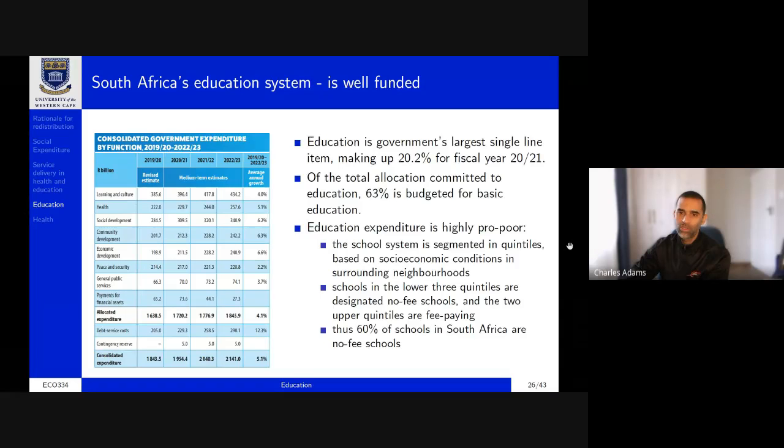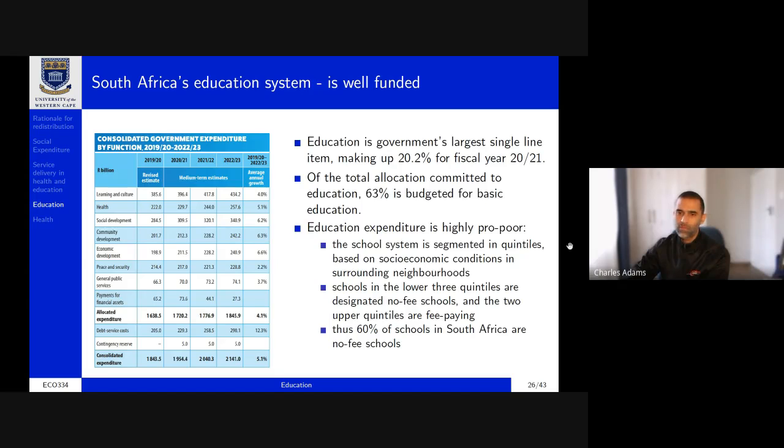Also, education expenditure is very pro-poor. You might know that our school system is segmented into quintiles, and these quintiles are based on socio-economic conditions of the surrounding neighborhoods of those schools, so poverty rates, etc. And schools in the lower three quintiles are designated no-fee schools, whereas the upper quintiles are fee-paying schools, right? And therefore, 60% of schools in South Africa are no-fee schools.